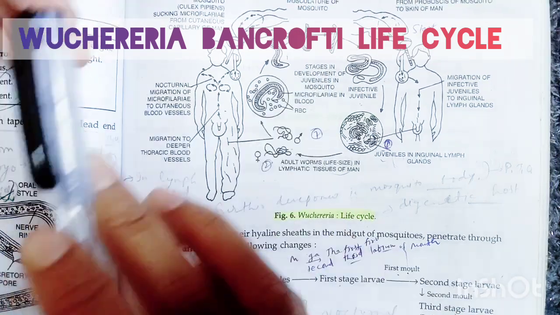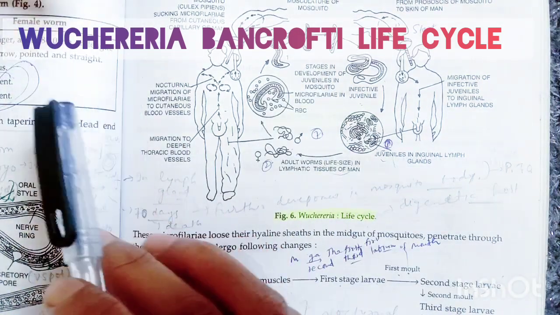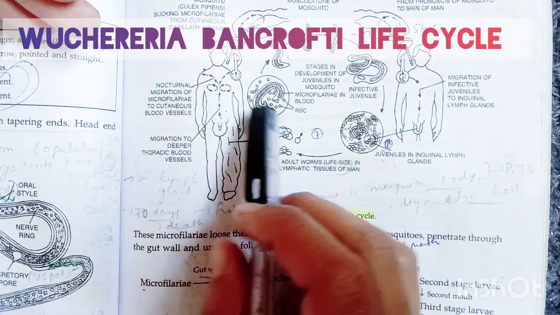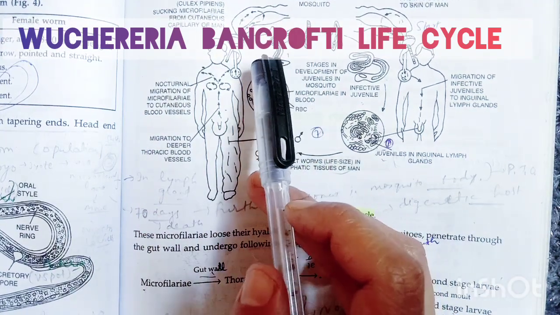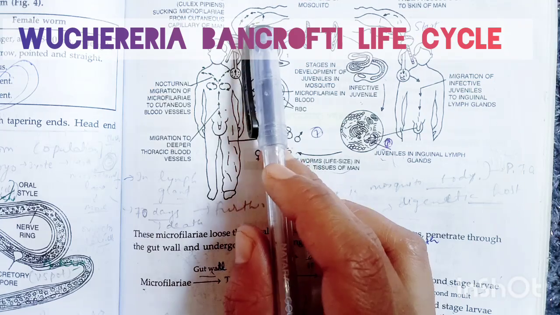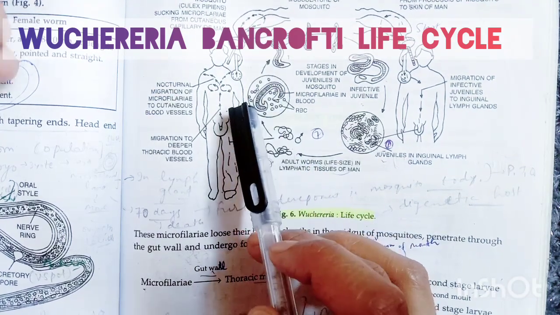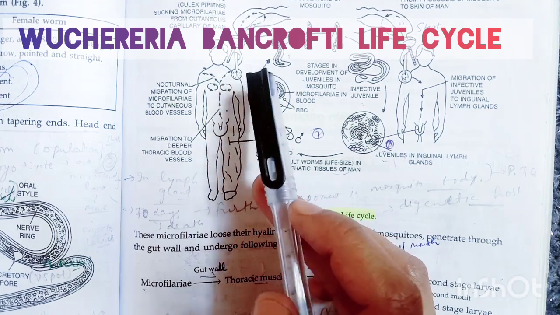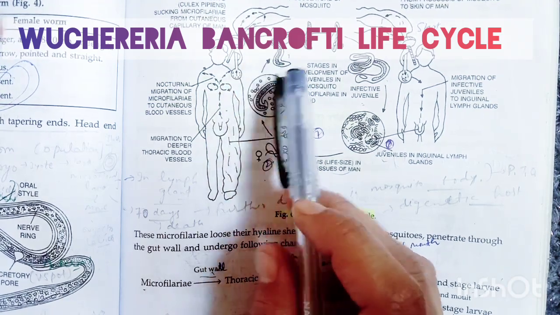That means they migrate through the skin at night. Okay, that is nocturnal. So they appear in the superficial vessels of the skin at night, while they migrate into the deeper blood vessels during the day. So they show nocturnal periodicity. This facilitates their sucking by the nocturnal vectors.